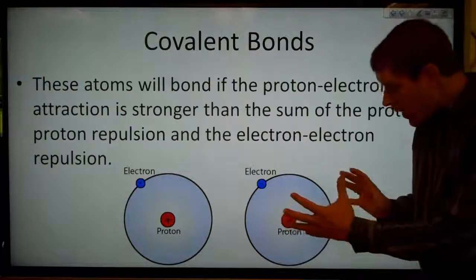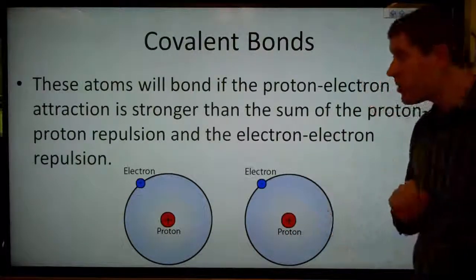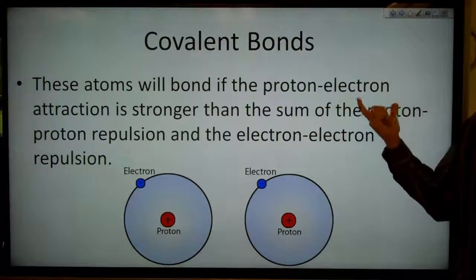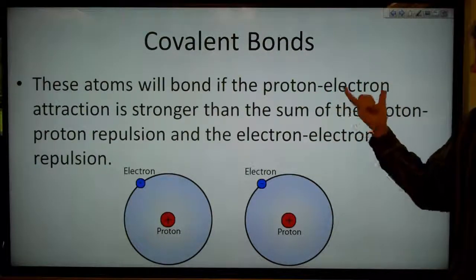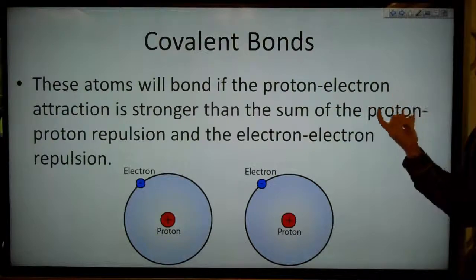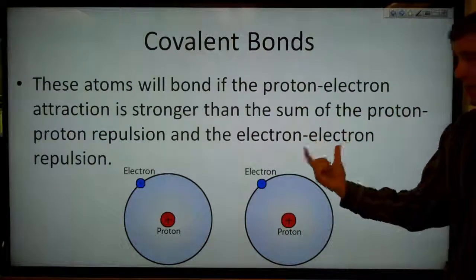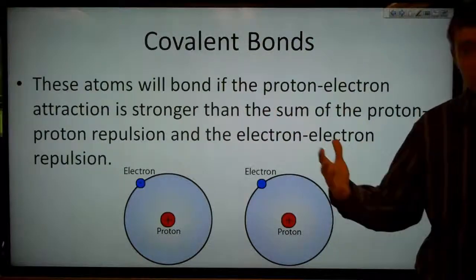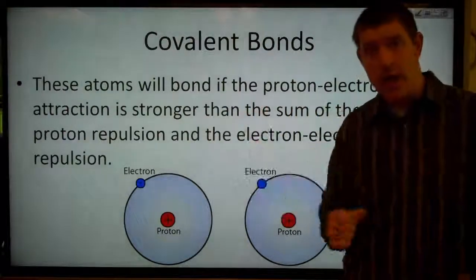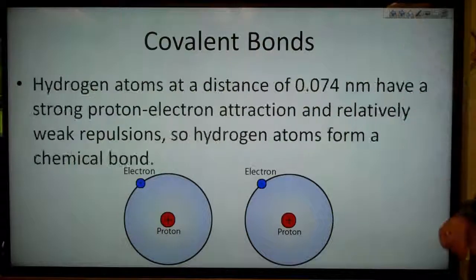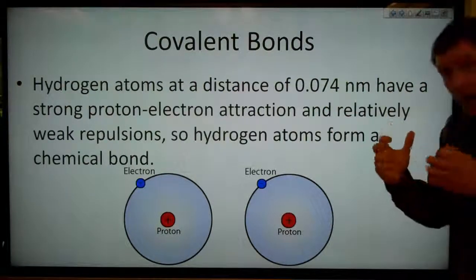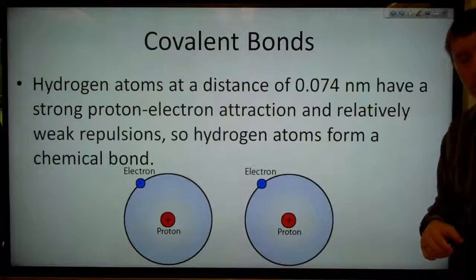So as we get our atoms even closer together, these atoms will bond if the proton-electron attraction, if those attractive forces, are stronger than the sum of the proton-proton repulsion and the electron-electron repulsion. If the repulsions are stronger, then the atoms don't bond. If the attraction is stronger, then the atoms do bond.